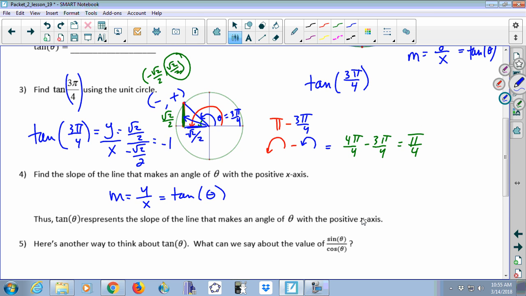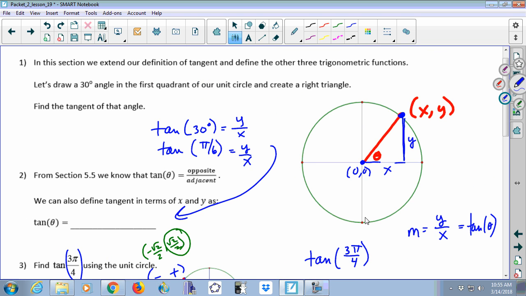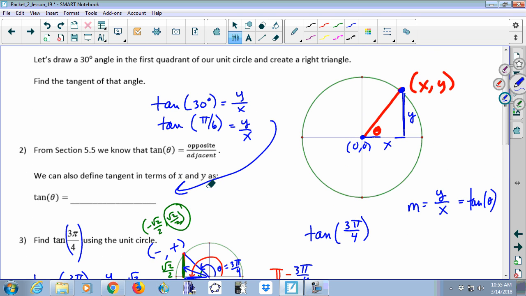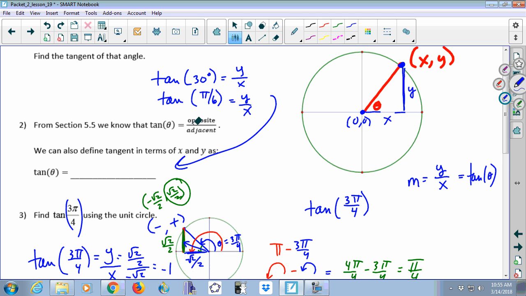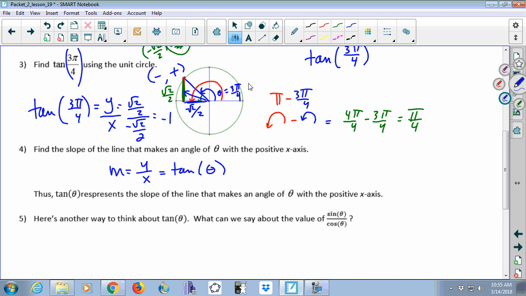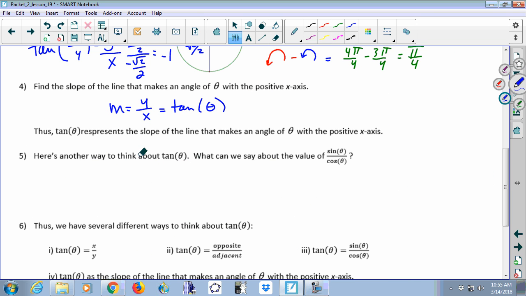All right, so we've got a couple of different ways already now to think about tangent of theta. We can think about the tangent of theta as y over x. We can think of it as opposite over adjacent. So opposite over adjacent is when we're in the right triangle. Y over x is when we're a point on the circle. Okay, and now here's another way to think of it. What can we say about the value of sine theta divided by cosine theta? Let's take a look at that. Sine theta divided by cosine theta for any circle.